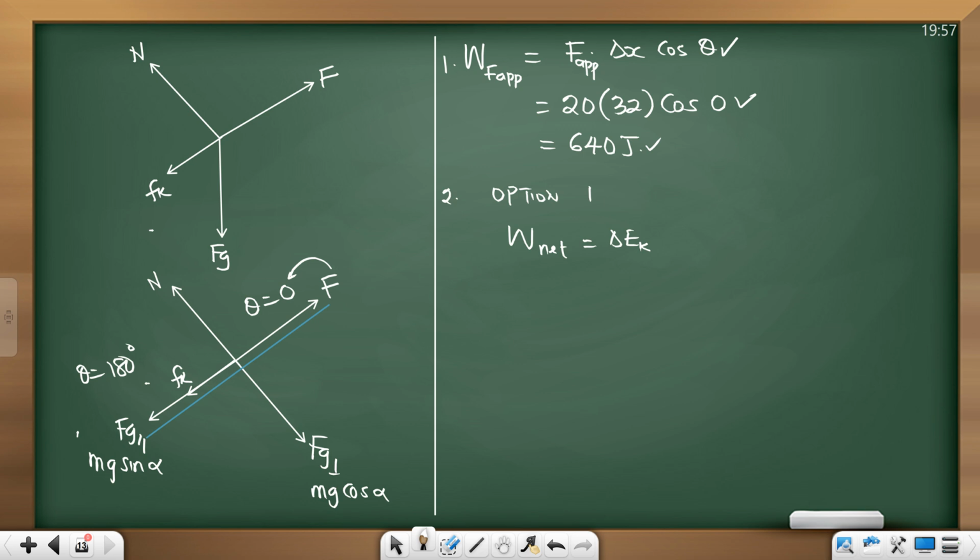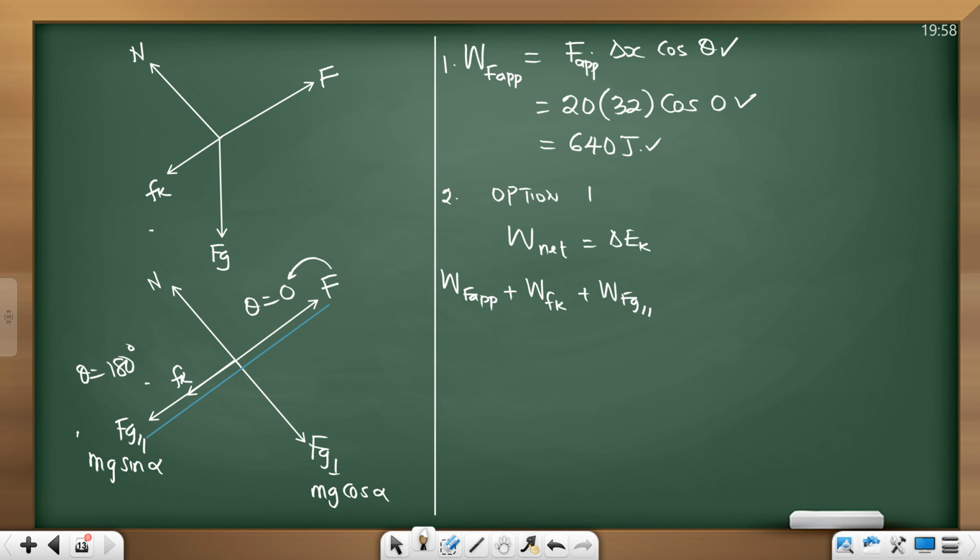Look at your system. Which forces are working here? Work done by the force applied, because it's there, right? Work done by the frictional force, that's there. And work done by FG parallel. Does that make sense? Why am I not putting my normal and FG perpendicular? Zero work. Why? Cos 90 is 0, and they are perpendicular.